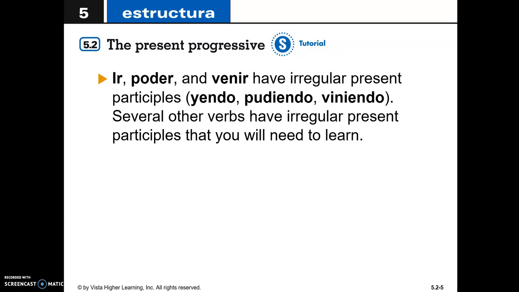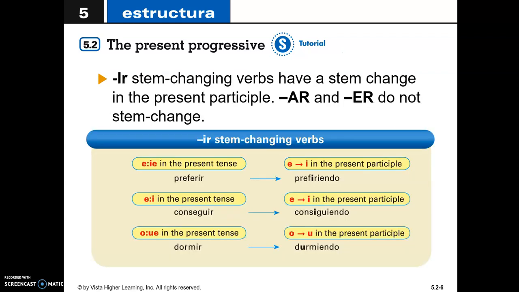We would just simply say voy. Okay, so just keep in mind, you might see it on a quiz, you might see it on a test, but it's not something that we as Spanish speakers use very often.